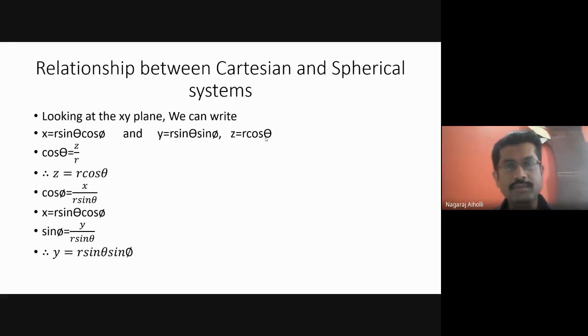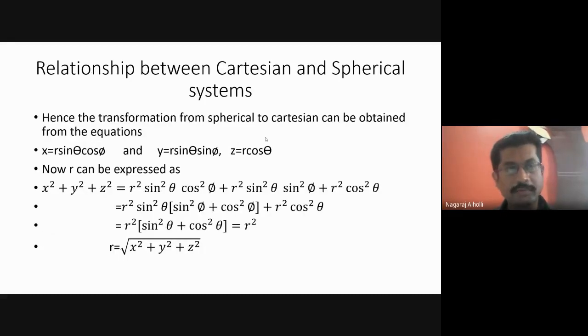Hence, the transformation from spherical to Cartesian can be obtained from the equations x equal to r sin theta cos phi, y is equal to r sin theta sin phi, and z is equal to r cos theta. Now we found the transformation from spherical to Cartesian. Next, let us find the transformation from Cartesian to spherical. That is, the RHS will be Cartesian coordinates and the LHS will be spherical coordinates.